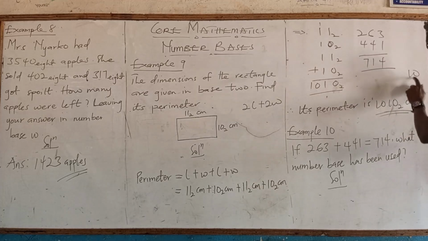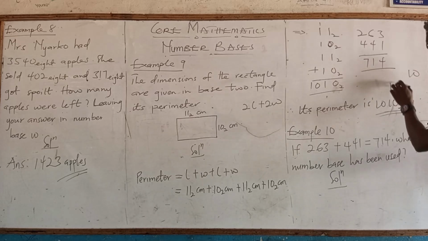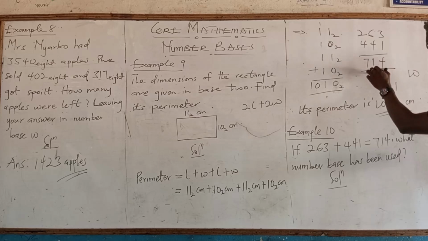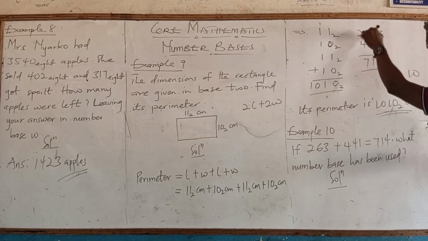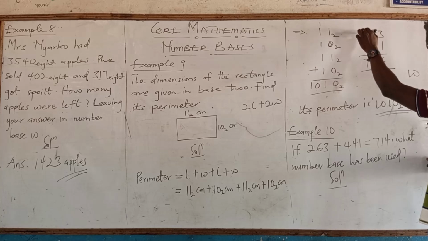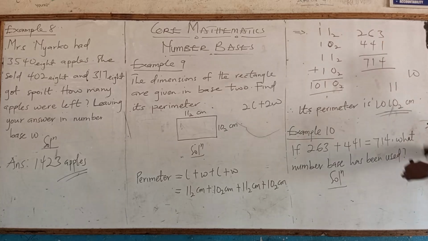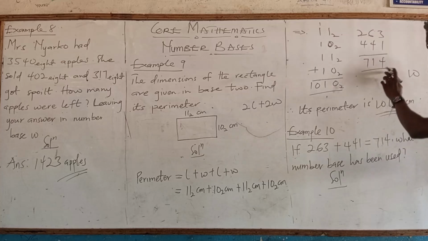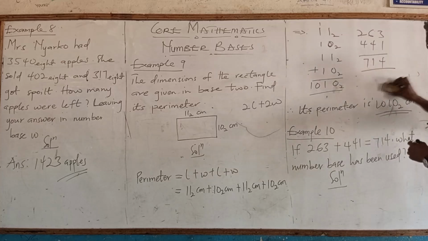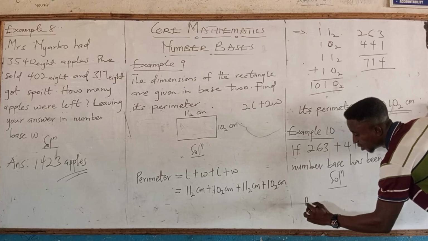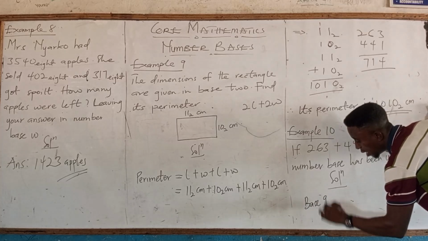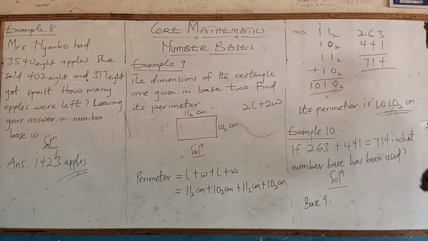So let's see this one in base 9. How many groups of 9? That is 1, remainder 1. So that's the 1 here. Then bringing the 1 forward, we get 2 plus 4, that is 6, and 10 plus 1, that is 7. So it means this is in base 9.